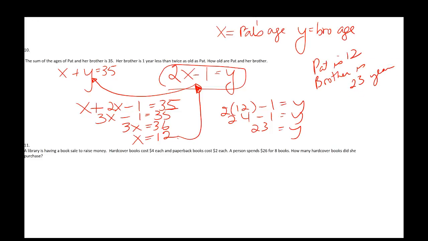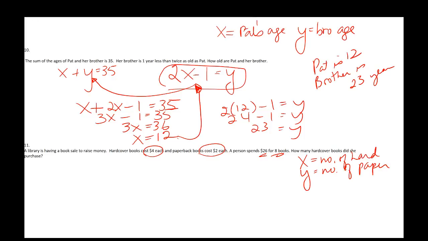Okay? Number 11 says, a library is having a book sale. Hardcover books cost $4. Paperback books cost $2. Well, somebody bought 8 books and spent $26. Well, how many hardcover books did she purchase? Well, we need to define some variables. We need to find the number of books. Let's call X the number of hardcover books, all right? Y the number of paperback.